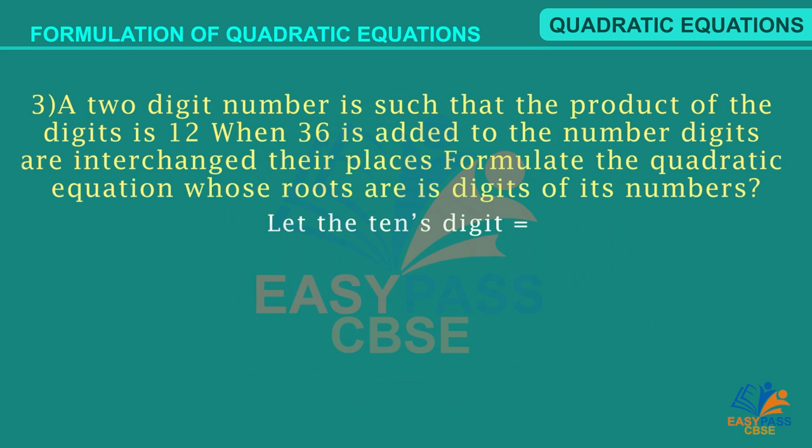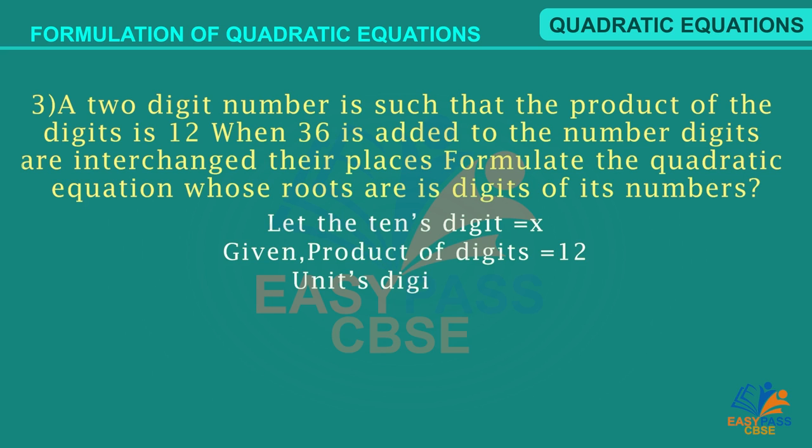Let the tens digit of the number be x. It is given that the product of the digits is 12. Therefore, the units digit is 12 over x. Therefore, the number is 10 times x plus 12 over x.